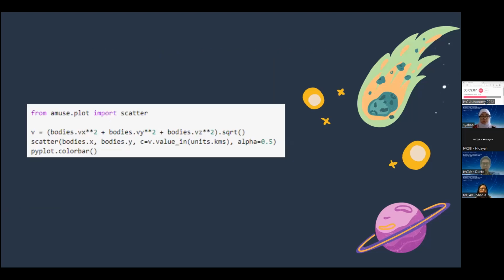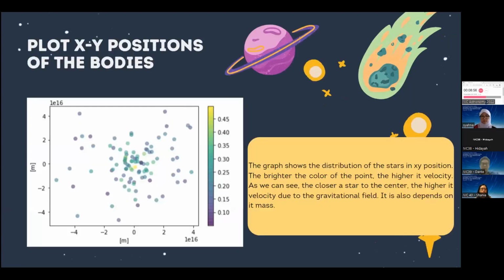After converting the units, we can check it by plotting the stars as particles on a two-dimensional scatter plot using the code. Next. So this is the scatter plot. The x and y axes are the stars' positions or distribution in the cluster. Each star's velocity is also shown as different colors on each dot. The higher the velocity, the brighter the color. As we can see, the closer a star is to the center, the higher its velocity due to gravitational fields. It also depends on its mass. Next.